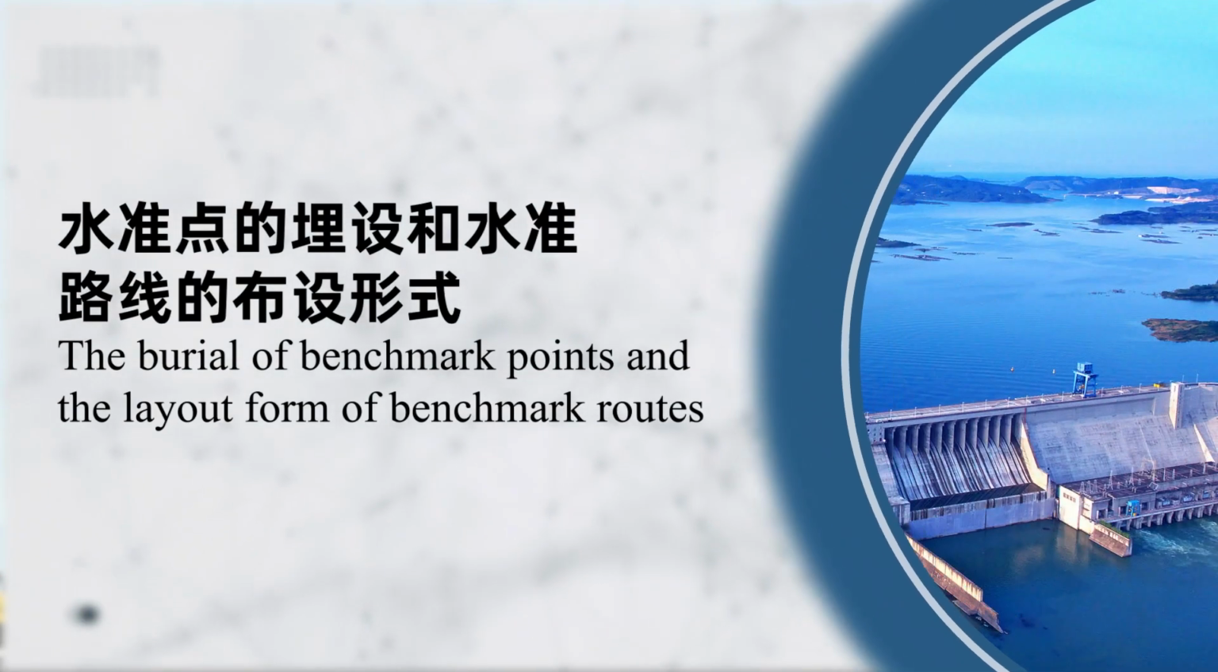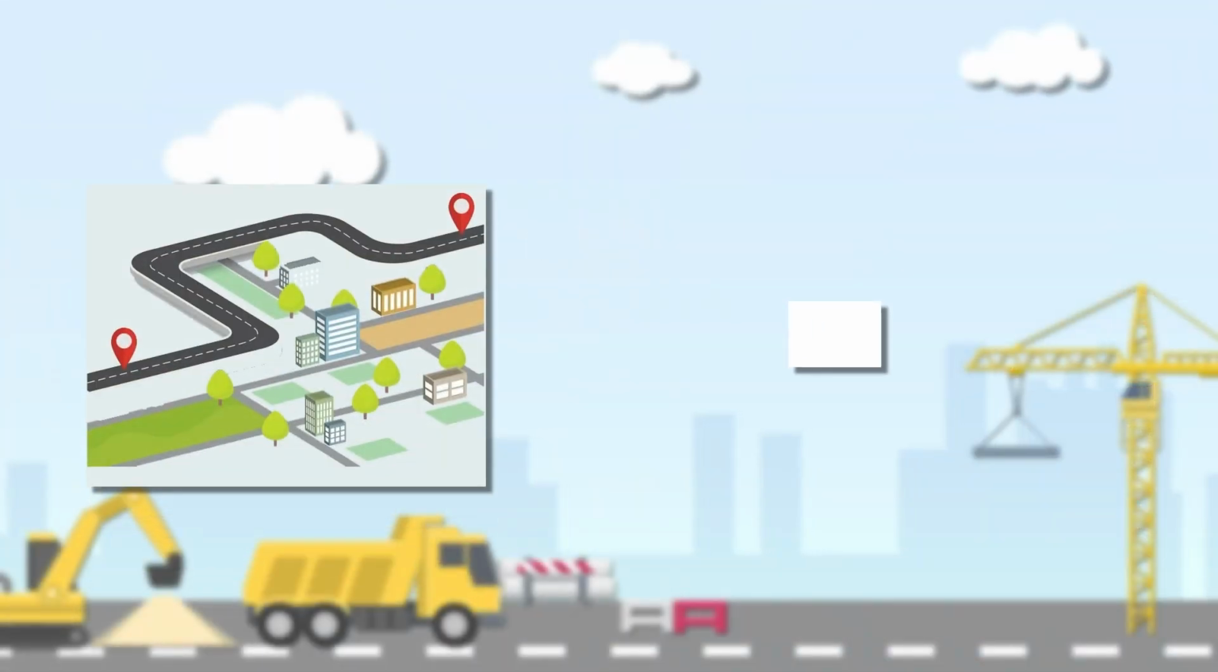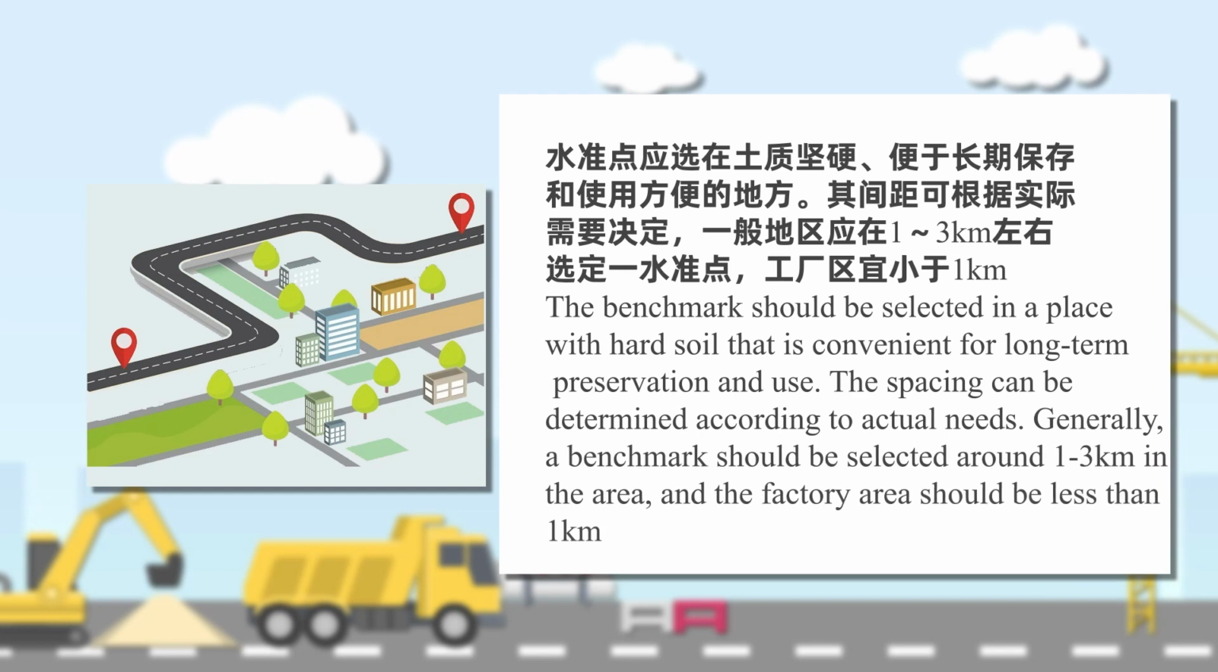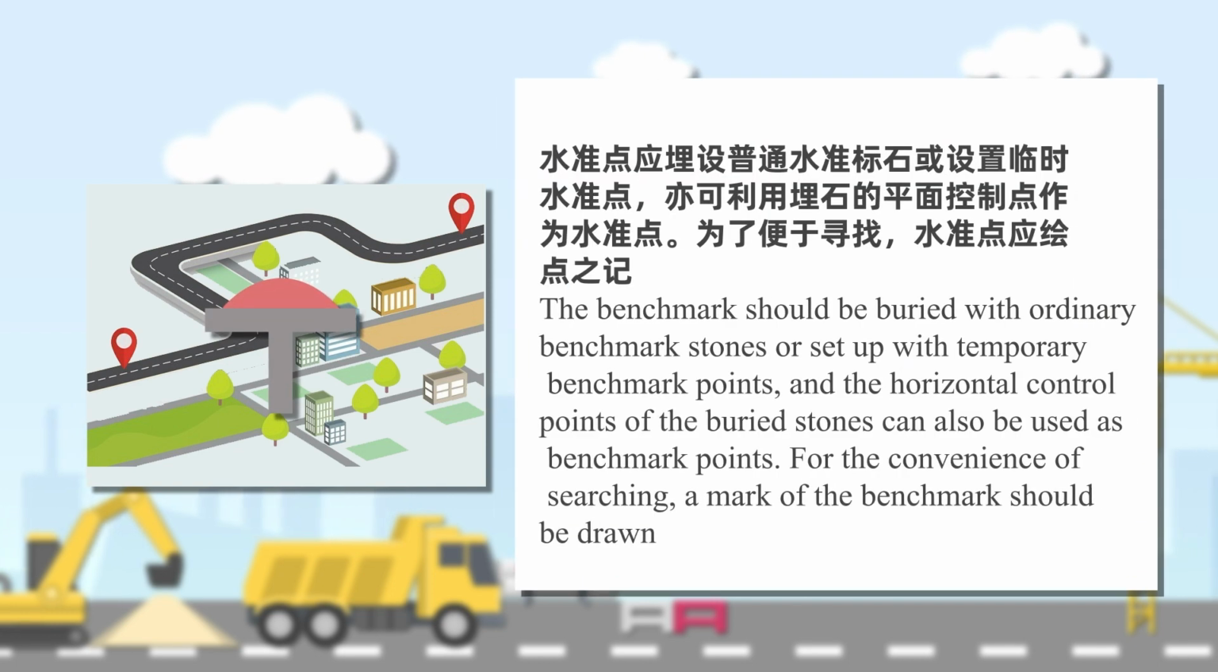Then, we will learn the burial of leveling points and the layout of leveling lines. Leveling points should be selected in places with hard soil, easy to preserve and use for a long time. The interval can be determined according to actual needs. In general areas, one leveling point should be selected at about 1-3 kilometers, and in factory areas, less than 1 kilometer is appropriate. Leveling points should be buried with ordinary leveling markers or set up as temporary leveling points.